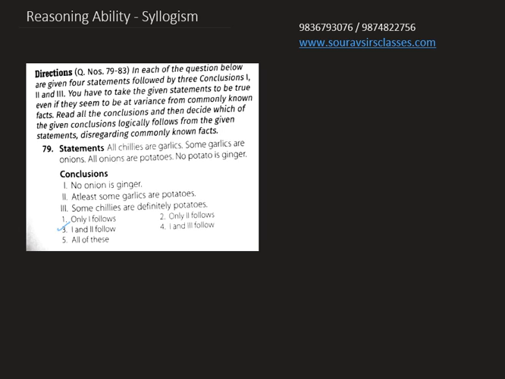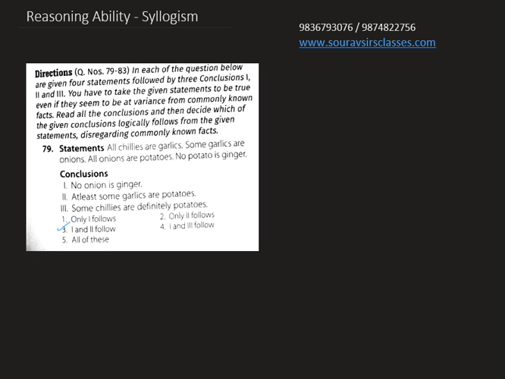Today we are going to solve one question from syllogism. This is a portion from reasoning ability. As we know, reasoning is one of the most important portions in any competitive examination, and it is the hardest one also, as it contains the most conceptual complexity, and the only way to score high in this portion is rigorous practice.